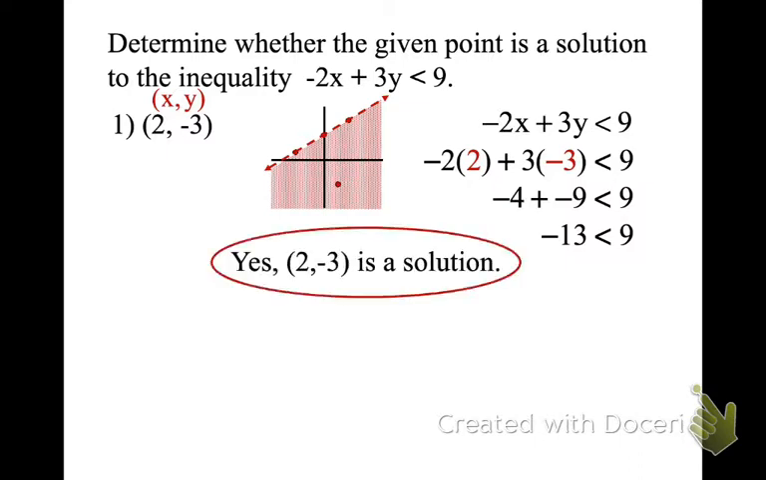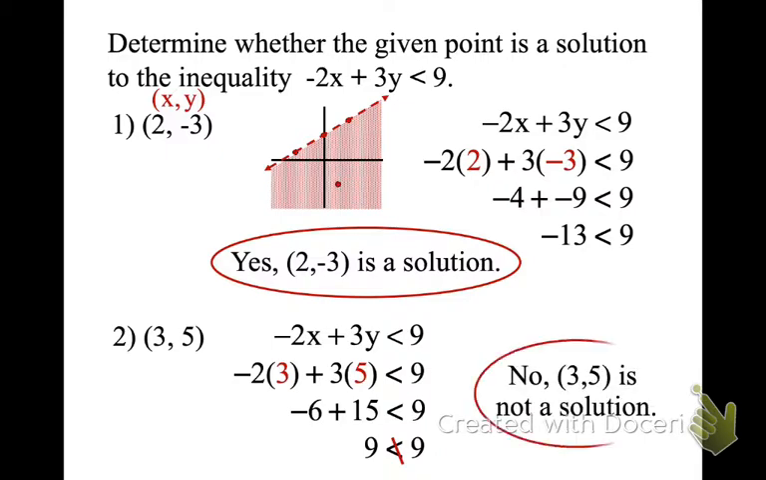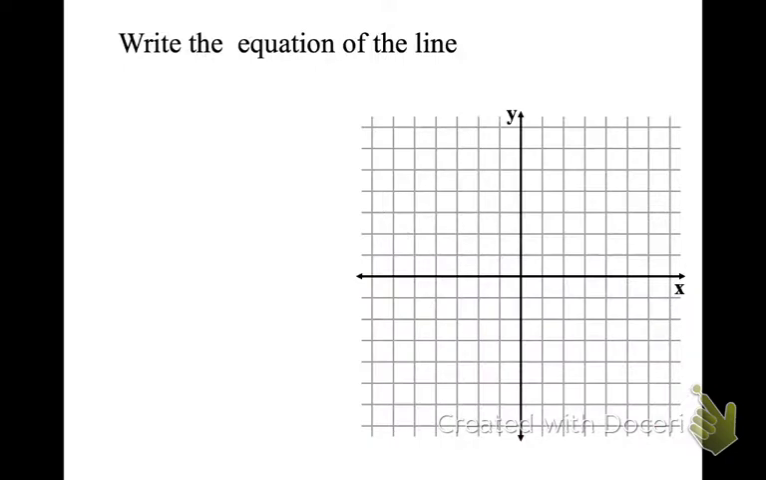Try the next one. Pause the recording and try the next one. Okay, let's try it again. Dakota. It's false. I substitute in. We get -6 plus 15, which is 9. 9 is not less than 9. It's equal. So this would be a false statement. So 3, 5 is not a solution to that inequality.